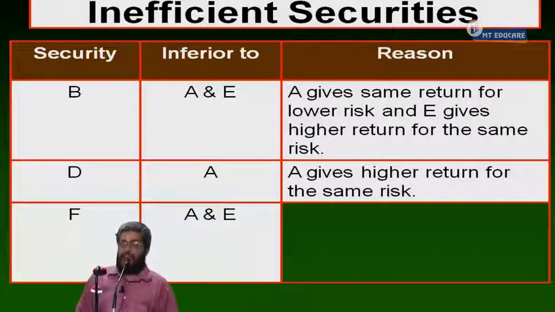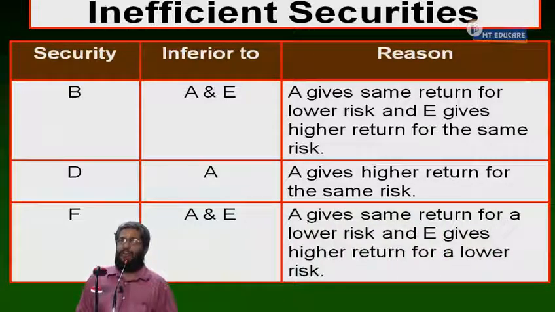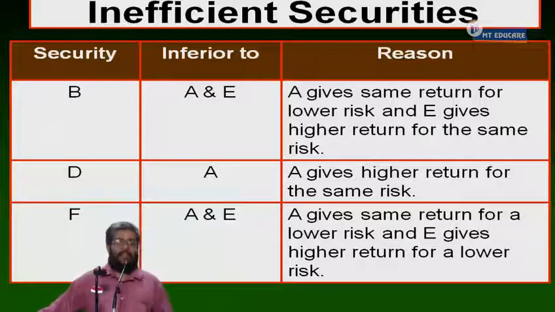A gives same return for lower risk. And E gives higher return for lower risk. Everybody, are you comfortable or not? Now, first part of the question has been answered. Can you move to the second part or not?